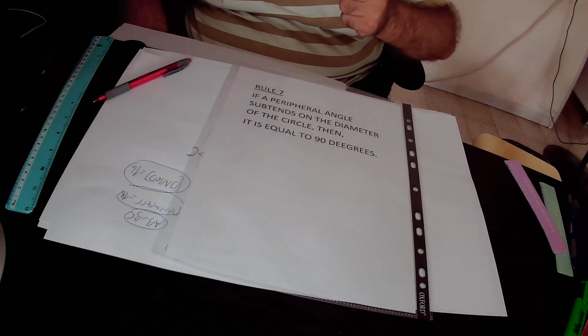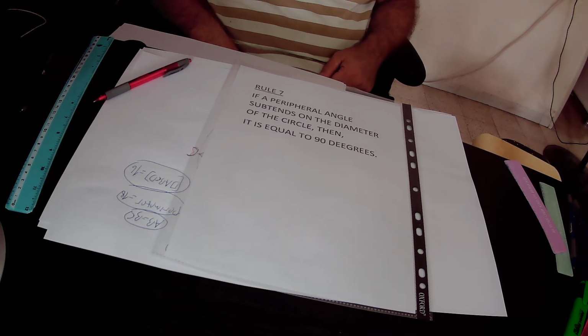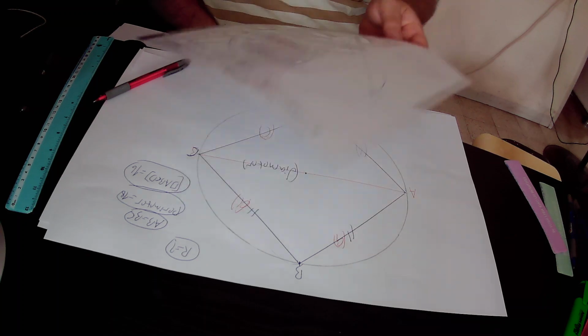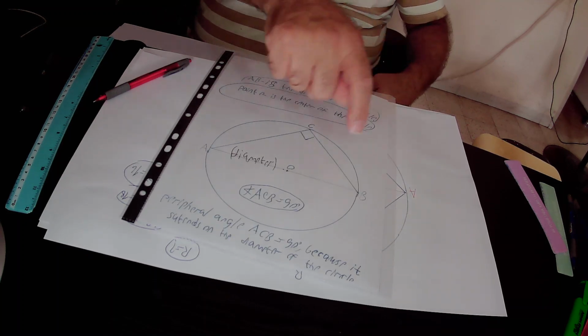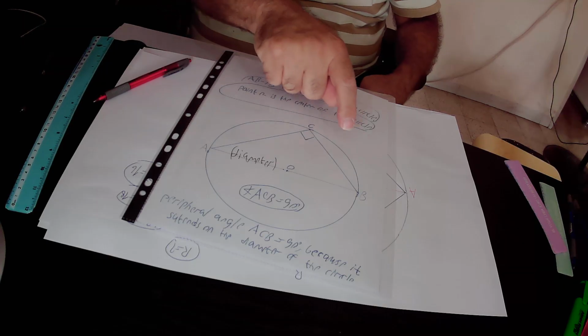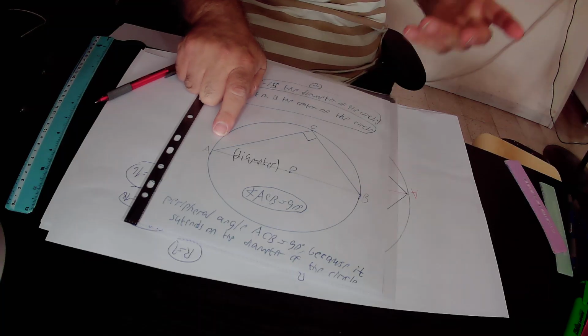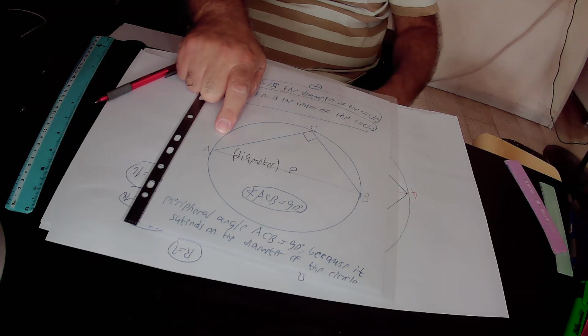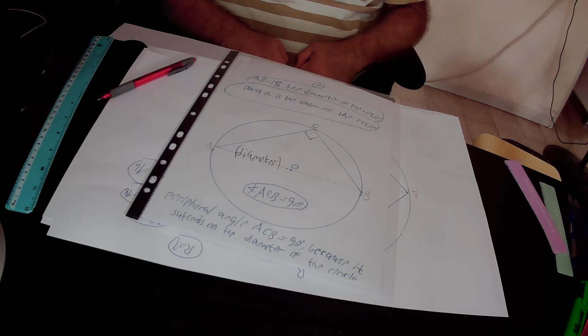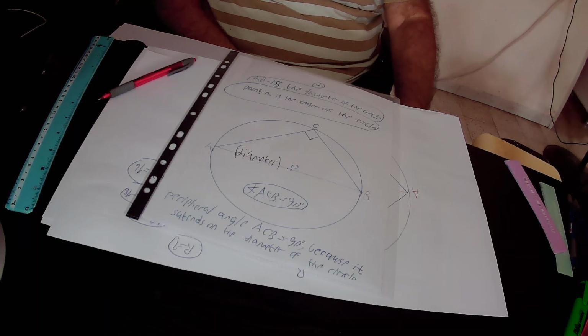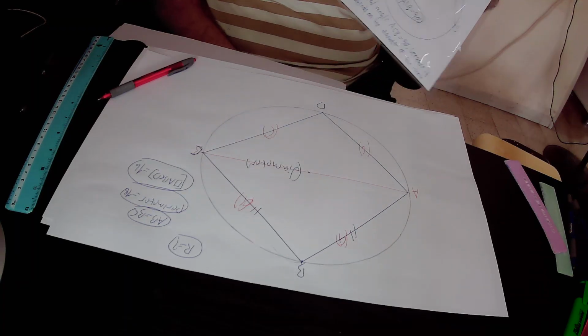According to the rule, if a peripheral angle subtends on the diameter of the circle, then it is equal to 90 degrees in its size. So in the drawing we have a circle. This is peripheral angle ACB that subtends on chord AB, that is the diameter of this circle, and therefore according to this rule, peripheral angle ACB must be equal to 90 degrees. So according to the rule, any peripheral angle that subtends on the diameter of this circle must be equal to 90 degrees. So we can implement the rule in our drawing.